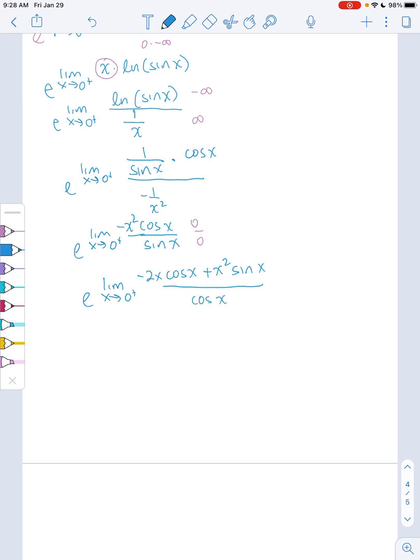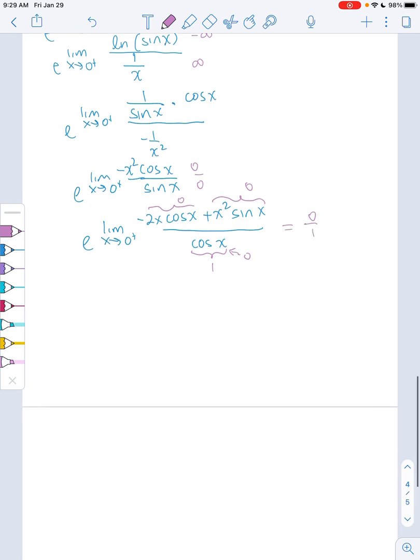If I plug my 0 in, and always evaluate again, this term is 0, this is 0, and then plug in 0 again. Aha, we don't have 0 at the bottom, which is good. Cosine of x is cosine of 0, which is 1. At this point, we know we can stop, because 0 divided by 1 is 0. So ultimately, our answer is, don't forget about that e to the 0 power, which is 1.